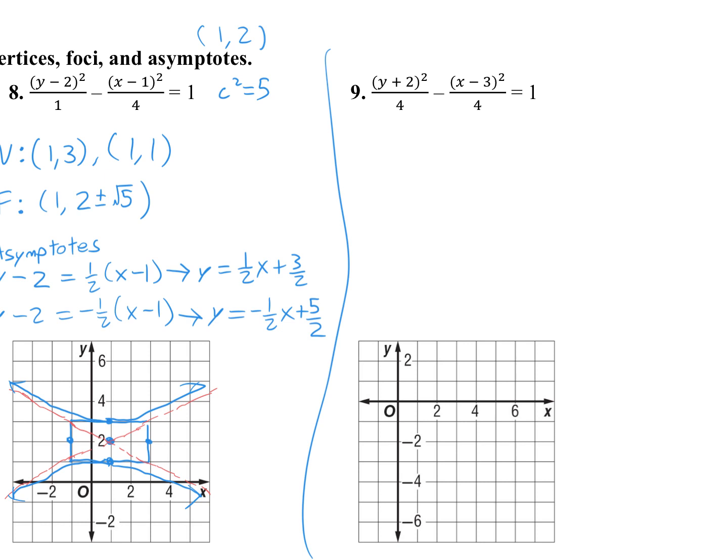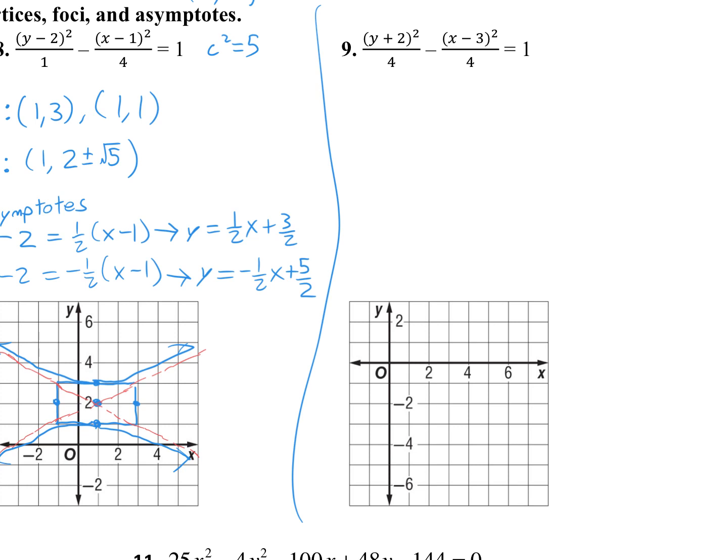All right, number 9 is also centered away from the origin. This one has a center of 3, negative 2. It's also a vertical hyperbola. All right, so 4 underneath y means we go up and down 2. 4 underneath x, we go left and right 2 because that's the square root. So our box is going to be shaped like a square. We draw the diagonals of the box to represent the asymptotes.